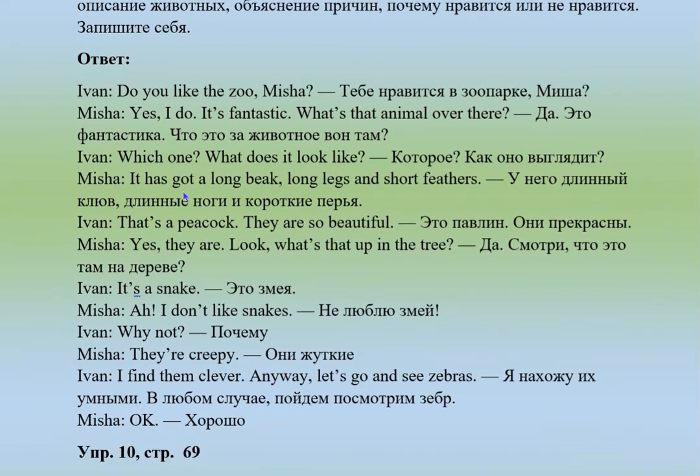The answer. Do you like the zoo, Misha? Yes, I do. It's fantastic. What's the animal over there? Which one? What does it look like? It has got a long beak, long legs, and long feathers. That's a peacock. They are so beautiful. Yes, they are. Look, what's that up in the tree? It's a snake. I don't like snakes. Why not? They're creepy. I find them clever. Anyway, let's go and see zebras. Okay.